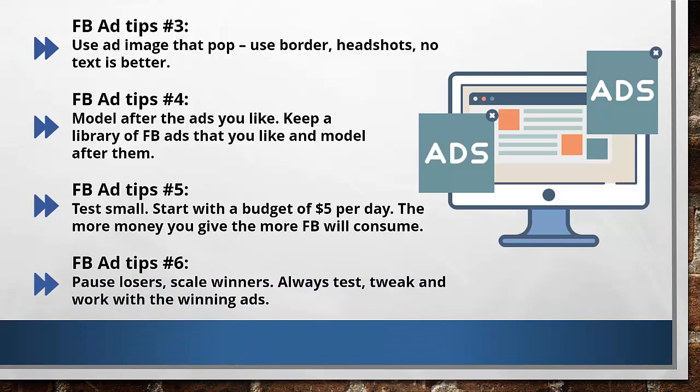Next is tip number 6. Pause losers, scale winners. If you run 5 to 6 ads simultaneously, test them and see which ones are performing well and the ones that are not. Pause the ones which are not doing well or tweak them and always scale up the winners. You can go up to $20 to $50 per day if they are doing good and if they are giving a good ROI to you.